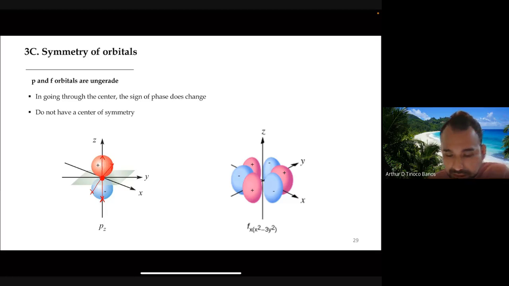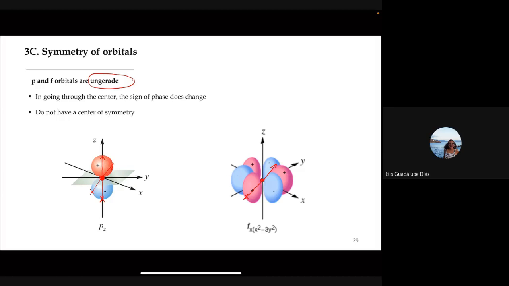It's a little bit more complex. We have 6 lobes here. We have our center. Let's imagine that we start here as a point of context. This is our origin. If we invert through, what happens? We end up with a change in phase. So in terms of the phase, they are asymmetrical. They are ungerade. Before we move on, I want to ask if you have questions.